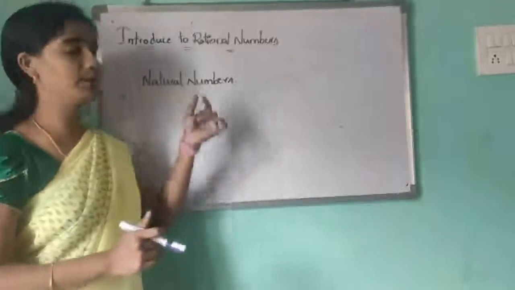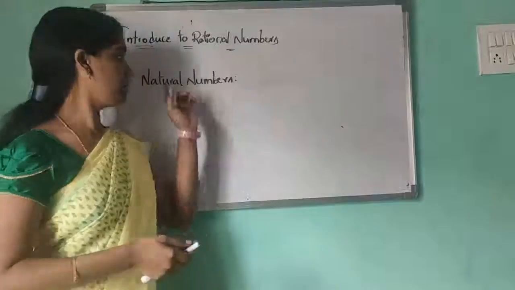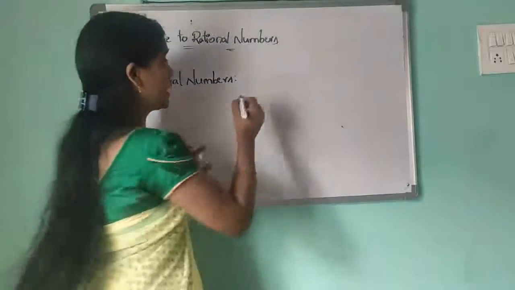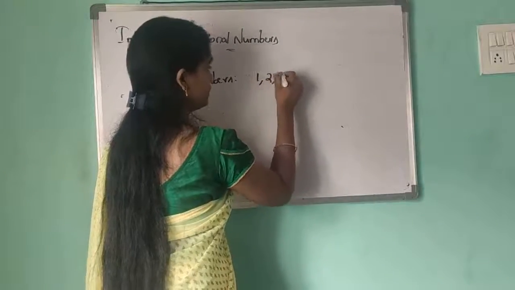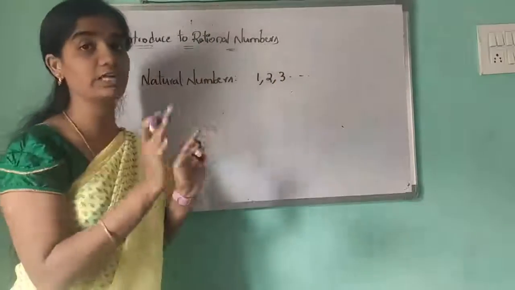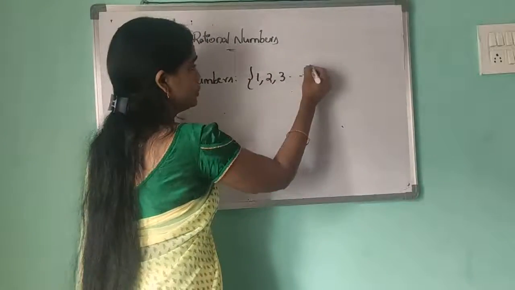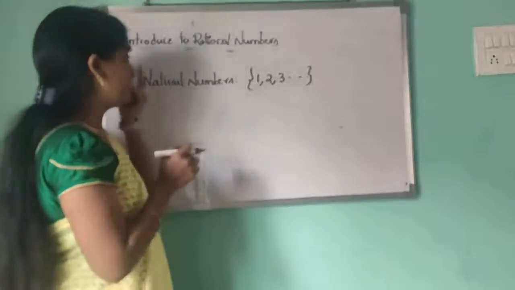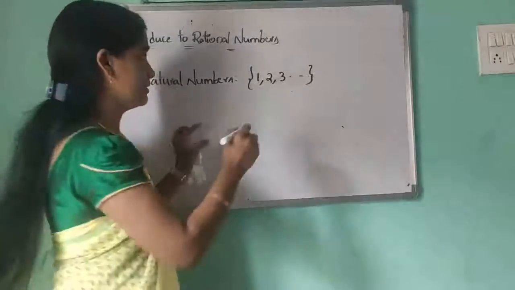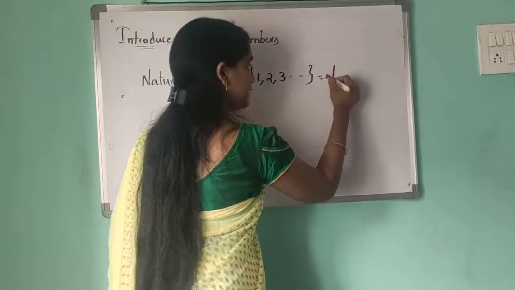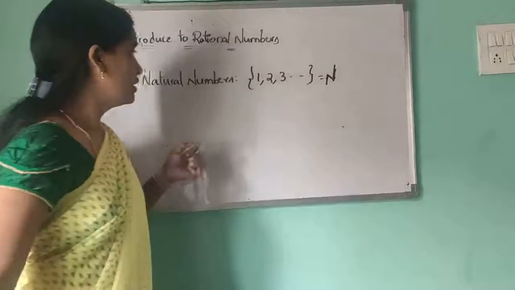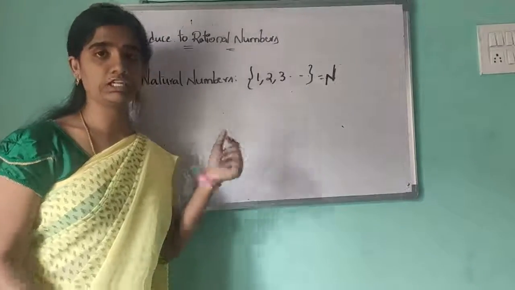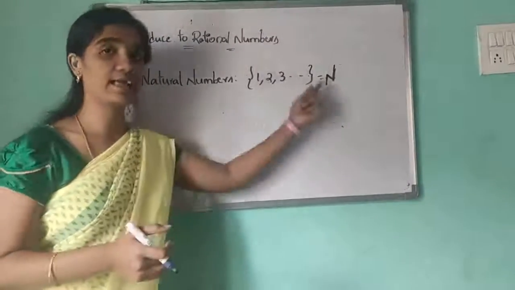Let's see natural numbers. We already know about natural numbers. What are natural numbers? The collection of numbers 1, 2, 3 is said to be natural numbers. Natural numbers can be represented as N.